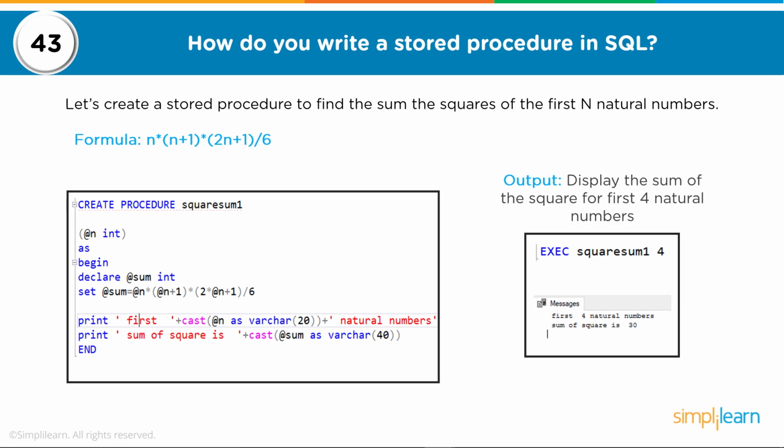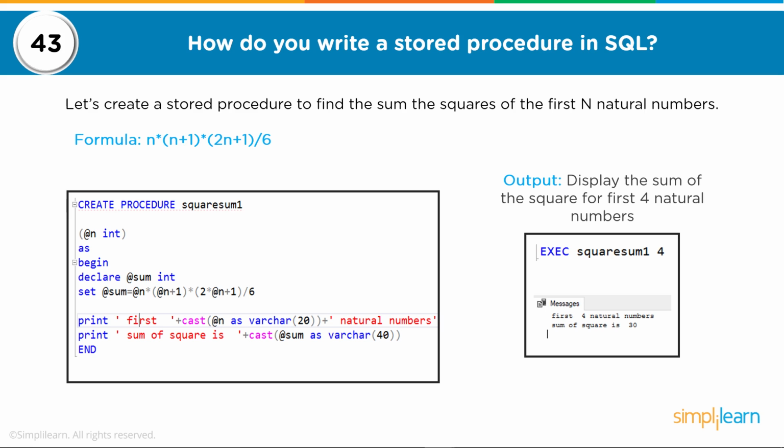So here we have our formula, n times n plus 1 times 2n plus 1 over 6. And you can see from the command prompt or the setup you have, depending on what your login is, the command is create procedure square sum 1. Declare our variable @n of integer as begin, and then we're going to declare the sum of integer, set sum equals n times n plus 1 times 2 times n plus 1 over 6.